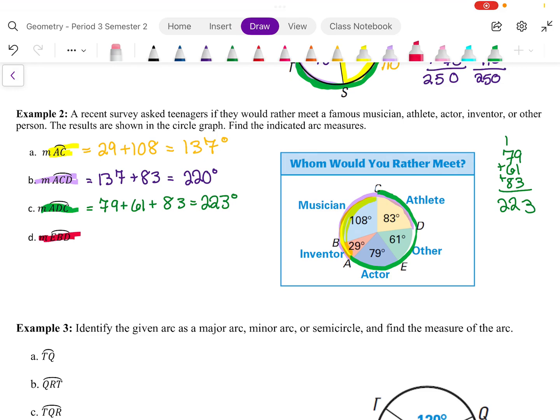And lastly, arc EBD, from E to B and then B to D. This one, we are using the entire circle except for the other part. So to do that, we could add 79 plus 29 plus 108 plus 83, or knowing that the entire circle is 360 degrees, we can just subtract the one portion that we're not using. So we would end up with 299 degrees for our final answer.